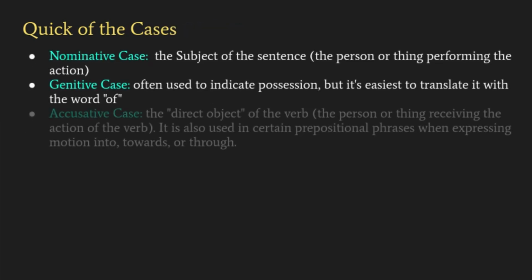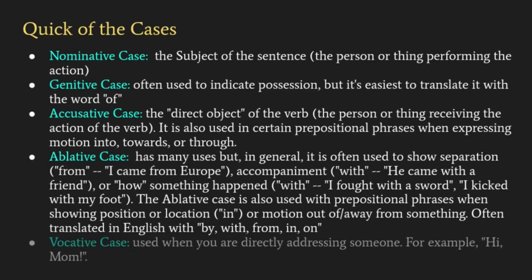So just to give you a quick review of all the different cases you've seen, the nominative case is the subject of the sentence, right? The person or thing that's doing something. The genitive case, which we're seeing in this chapter, is usually showing possession. It's often easiest to translate it with the word of in English. The accusative case is the direct object, right? Something that's receiving the action.